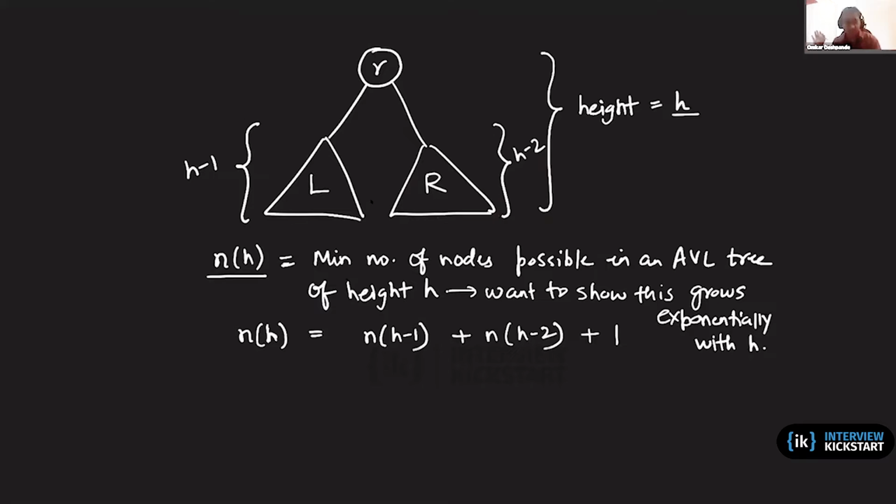and remove them. What would be the height of the resulting subtree? It would be h minus 2, right? And it would still be an AVL tree. Everything would be balanced in it, and the overall tree would also be an AVL tree, because all that happened is the balance factor here changed from 0 to +1.